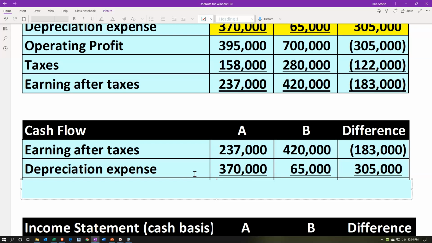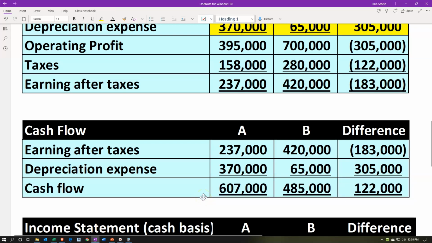Therefore, if we were to use an indirect method, starting at the end result on the income statement, net income or earnings after taxes, and then adjust for those items that need to be adjusted to bring us to a cash basis, we would be adding back the depreciation. And that means that the 237 plus the 370 gives us the 605, and the 420 plus the 65,000 is the 485. So that's going to give us then a difference of the 122.